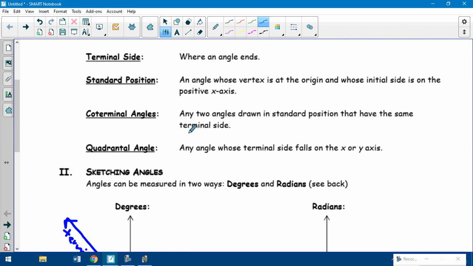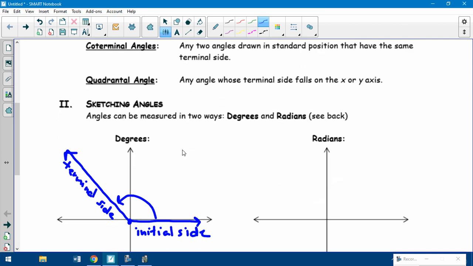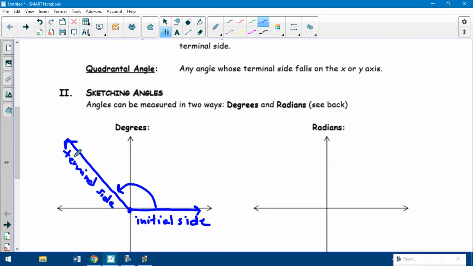Coterminal angles I'll come back to later. That's any two angles drawn in standard position that have the same terminal side. So basically they're going to end in the same spot. A quadrantal angle is any angle whose terminal side falls on the x or y axis. So here I ended up kind of in the middle of a region, but if I ended on one of these axes, that would have been a quadrantal angle.